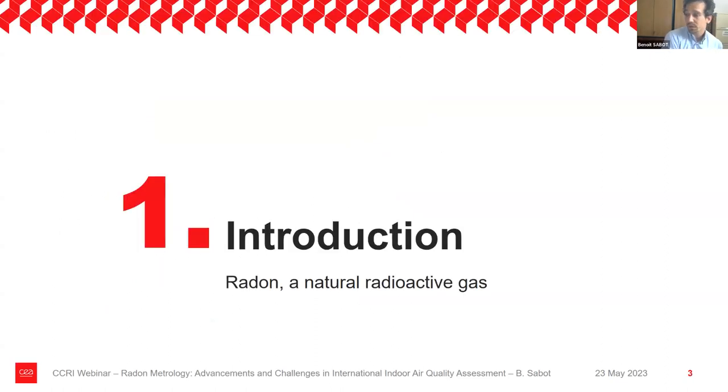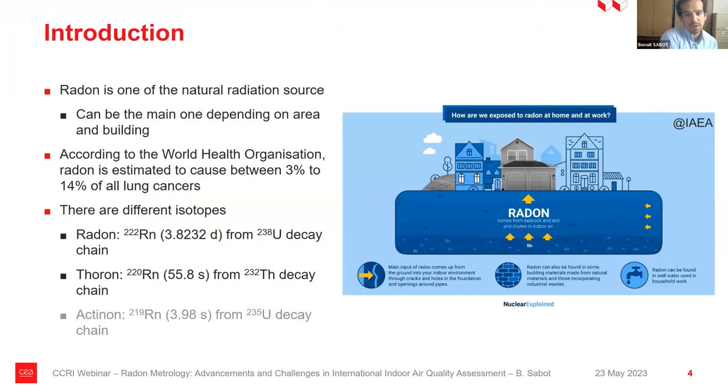So first off, an introduction: what is radon? I hope that many of you know about it. Radon is a natural radioactive gas, and from the website of the IAEA, we can find a very nice picture which explains almost everything about radon for people. It's one of the natural radiation sources. From time to time, it's even the main natural radioactive source, depending on where you are in the world. Some places are really prone to produce radon.